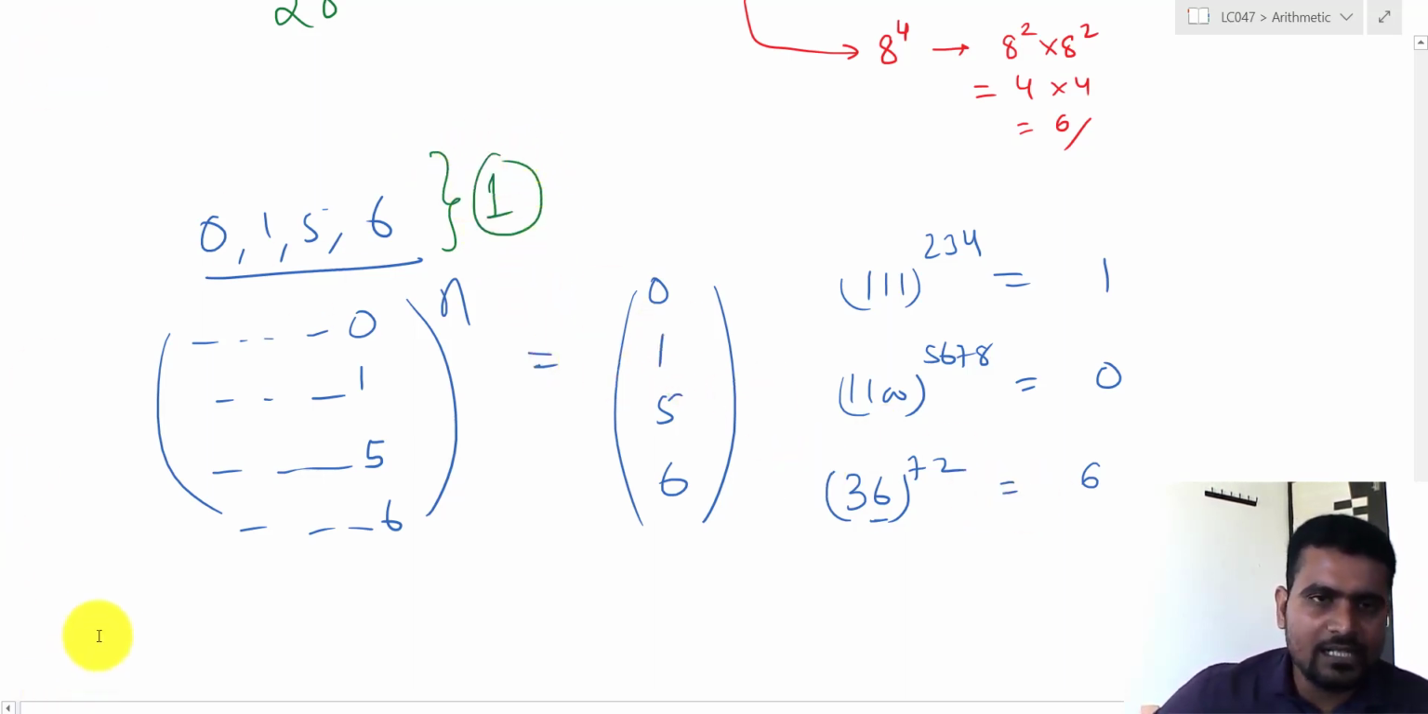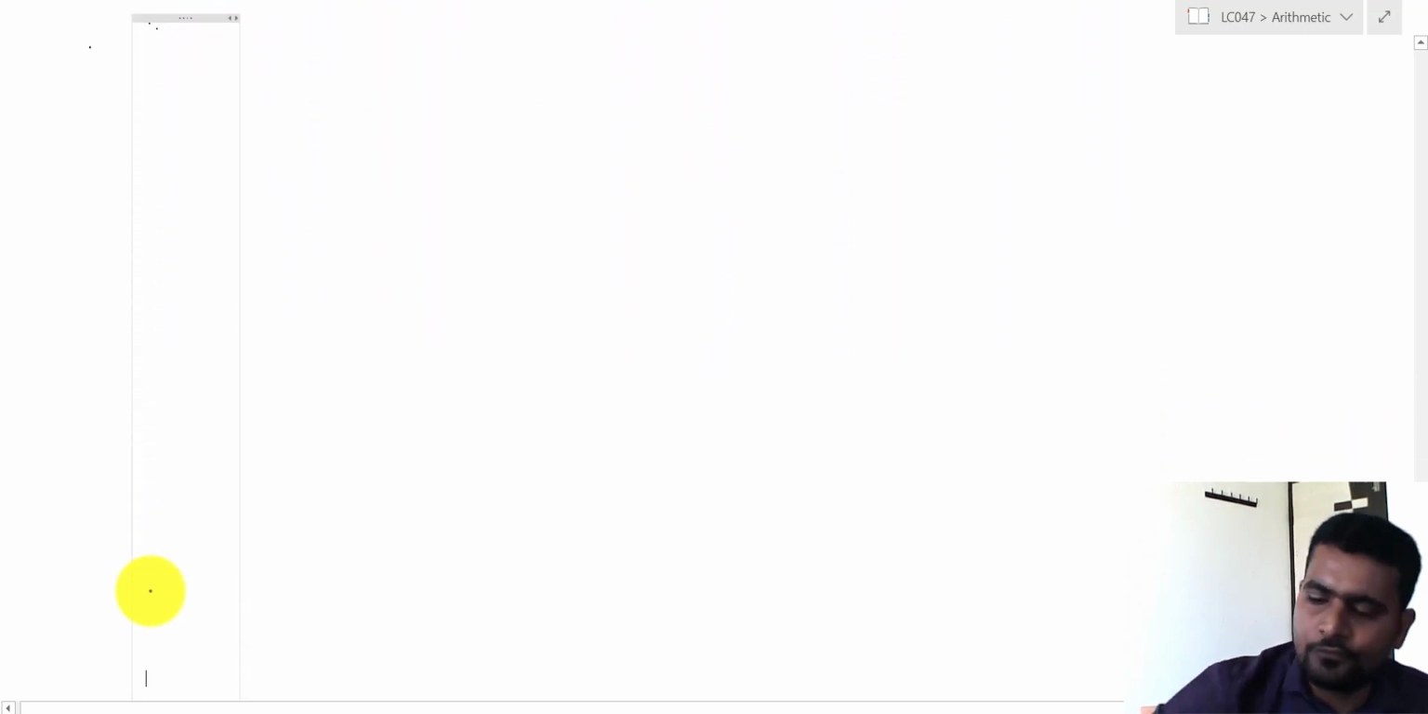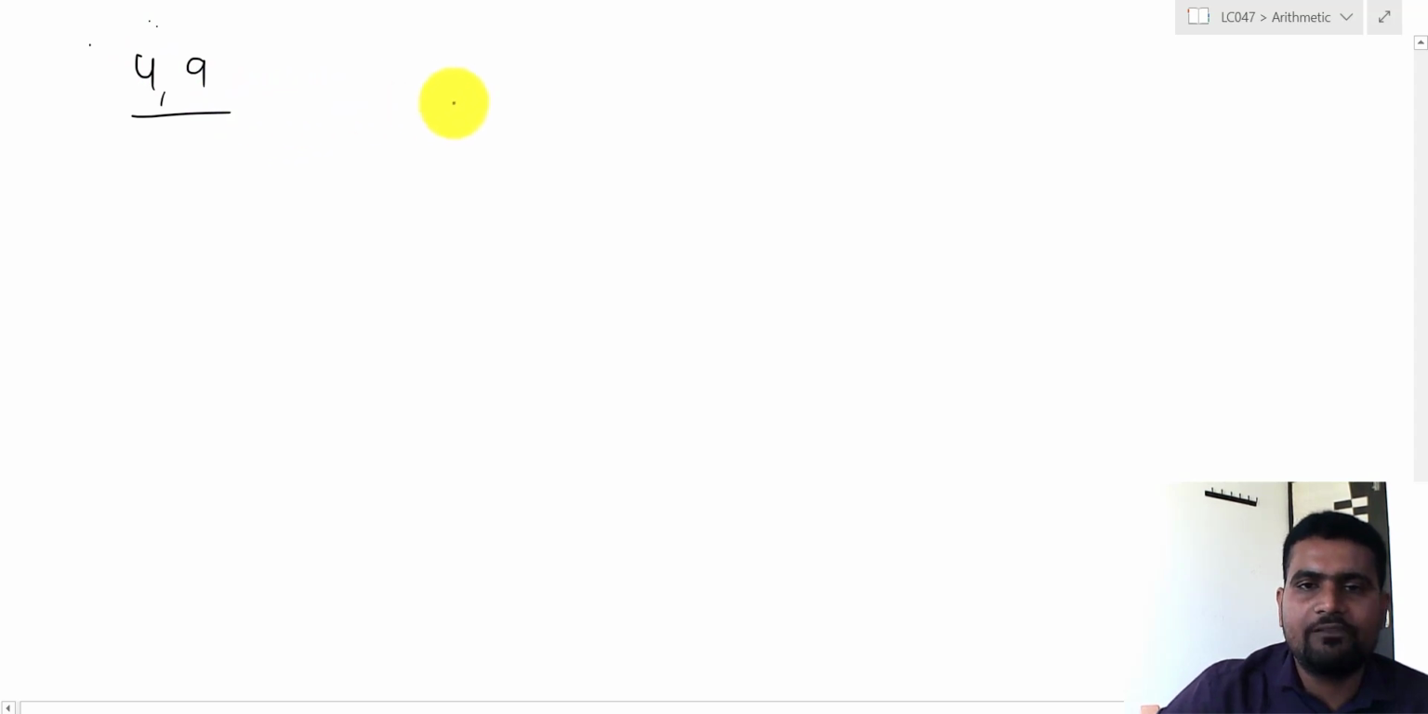Now we have covered 0, 1, 5, 6, 2, 3, 7, 8. So two numbers are remaining now. What are those two numbers? Those two numbers are 4 and 9. So, numbers ending with 4 and 9.